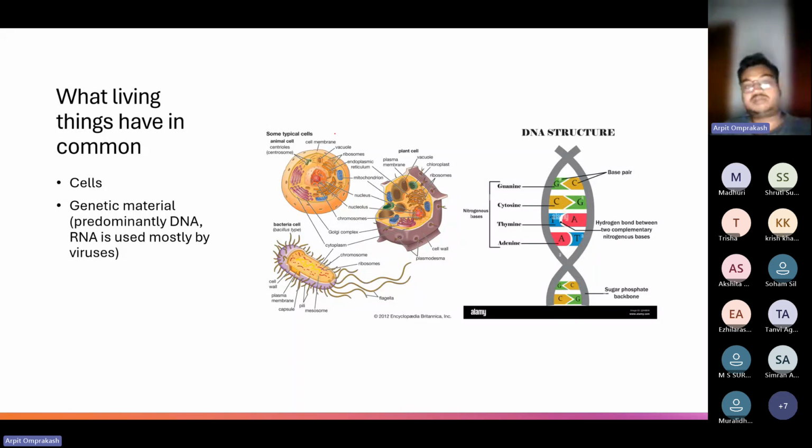Basically all living organisms will be made up of the same kind of structures. For example, here we see an animal cell, a plant cell, and a bacterial cell, all of which have slightly different characteristics, but basically they have a certain membrane which separates them from the environment, and there are regulatory things and different organelles that perform specific functions inside the cell.